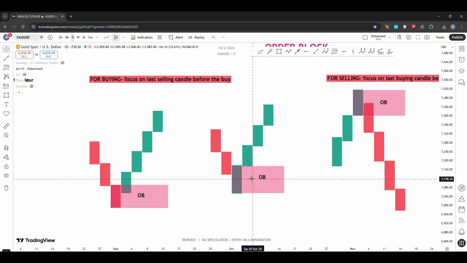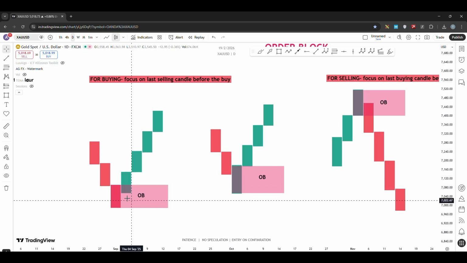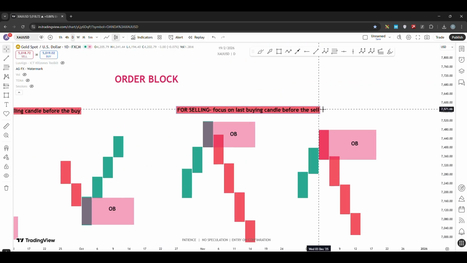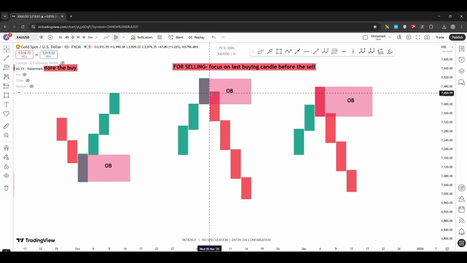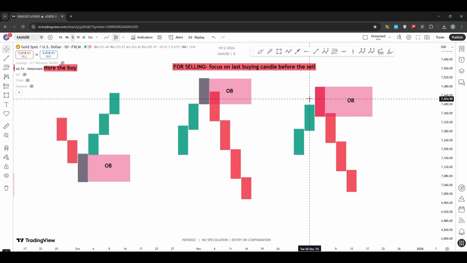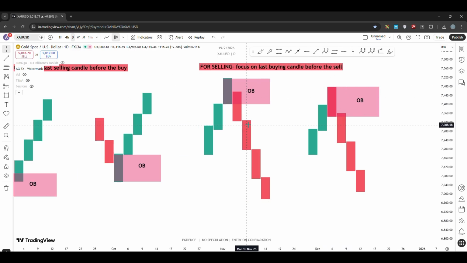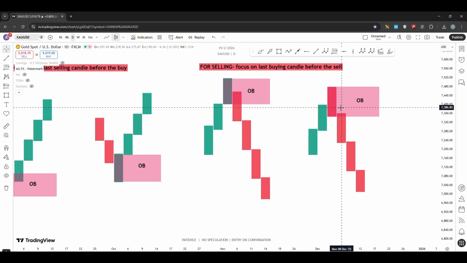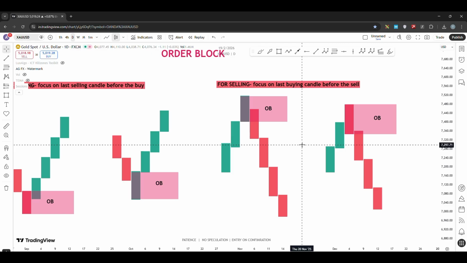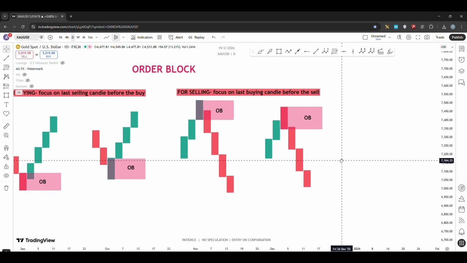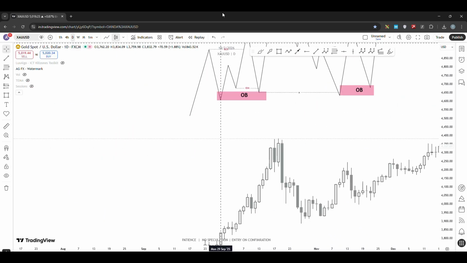Order block for buying will be the last candle which has given the most selling, and for selling it will be the last candle which has given the most amount of buying. Okay, so this is what the order block is. This is how you find an order block. The color of the order block candle does not matter. Okay, now for example, let's see over here.